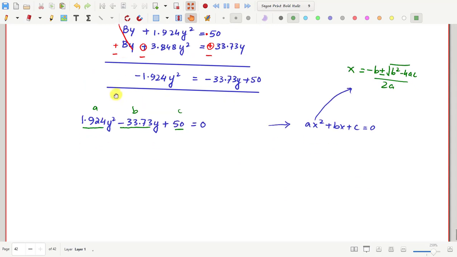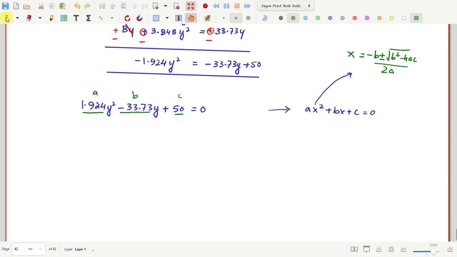Let's find out the value of y. So to get the value of y, we will use the quadratic equation. In this case it will become y is equal to minus b, right? B is minus 33.